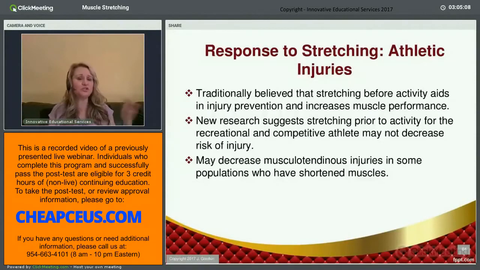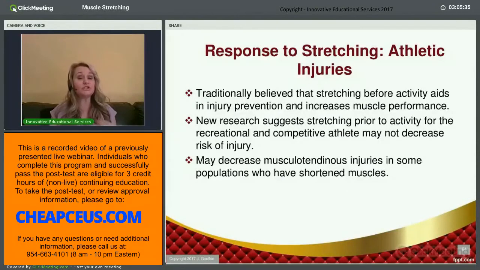Traditionally, the view was stretch before so that you're primed. Now we know that's not necessarily the best choice. The research, while it's not all 100% consistent, does agree that they cannot endorse or encourage stretching before sport participation as a way to decrease the risk of injury. The concern is actually the opposite.